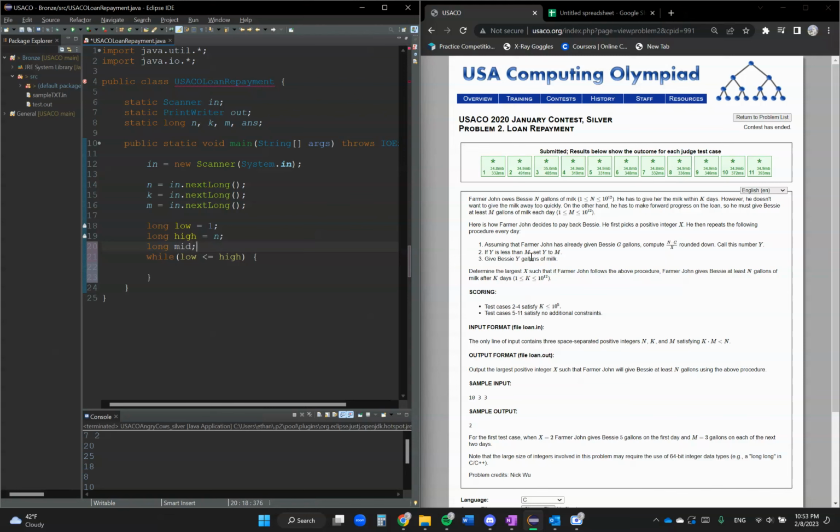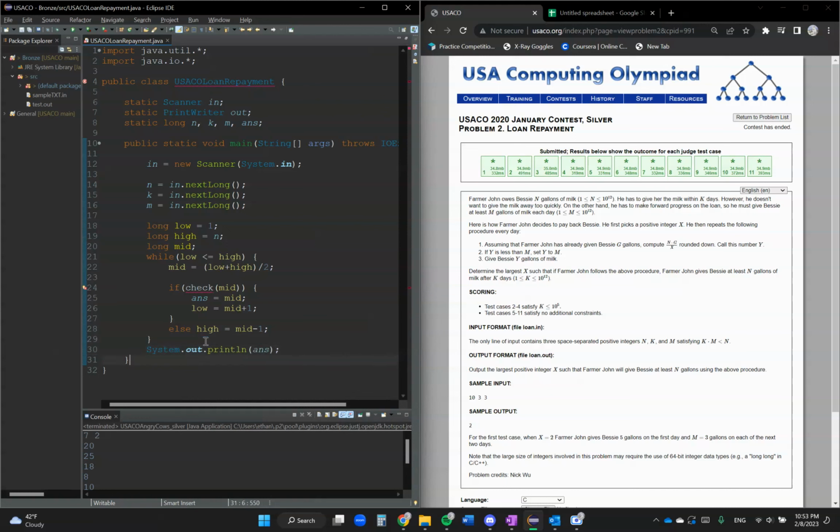Also need a long middle, and middle is going to be the average of the two, which is low plus high divided by 2. And a check mid, which is going to check if Farmer John needs to increase or decrease the value of x. And answer equals mid, which means that it does work, and Farmer John can start looking for higher values of x. So low, we change the low value so that the range becomes larger values of x. And then else, we're looking for lower values of x, so high equals mid minus 1. And we just print answer.